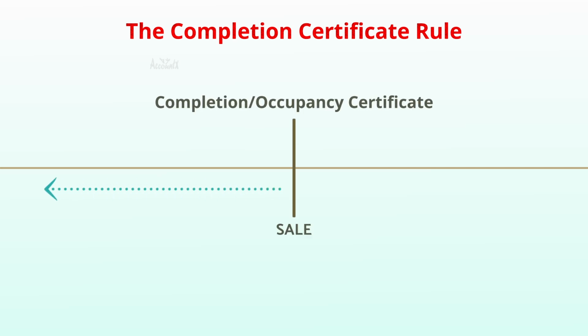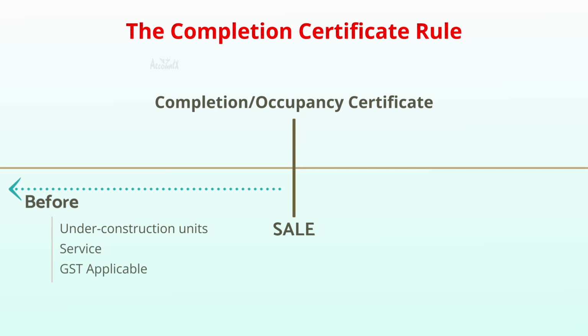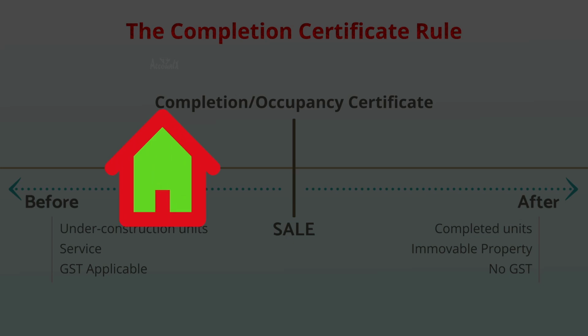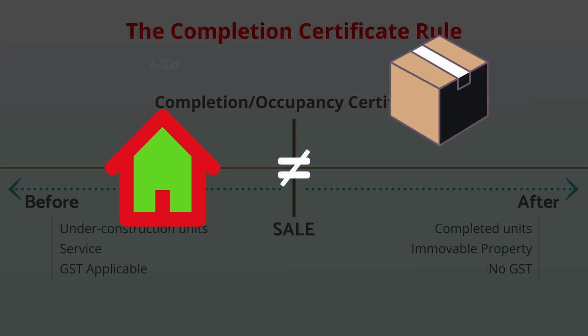If you sell before CC, that is sale of under construction units, it is considered as supply of service and GST is applicable. And if you sell after CC, that is sale of completed units, it is considered as sale of immovable property. No GST is applicable because immovable property is neither a good nor a service.